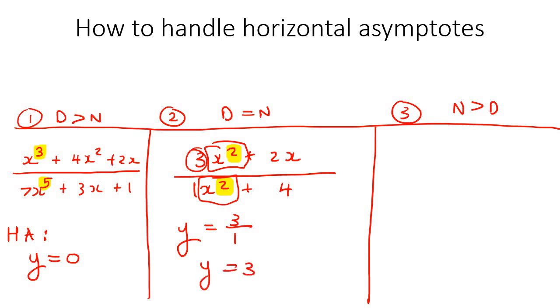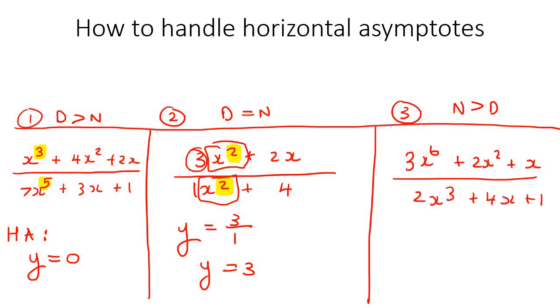Done. Then in the last category, we'll have something like 3x to the power of 6 plus 2x squared plus x. And then at the bottom, you might have 2x to the 3 plus 4x plus 1. If we look at the largest exponent in the numerator and the largest exponent in the denominator, we can see that the numerator is larger. When this happens, there will be no horizontal asymptote. Okay, there won't be one. So those are the 3 scenarios that you need to be aware of.